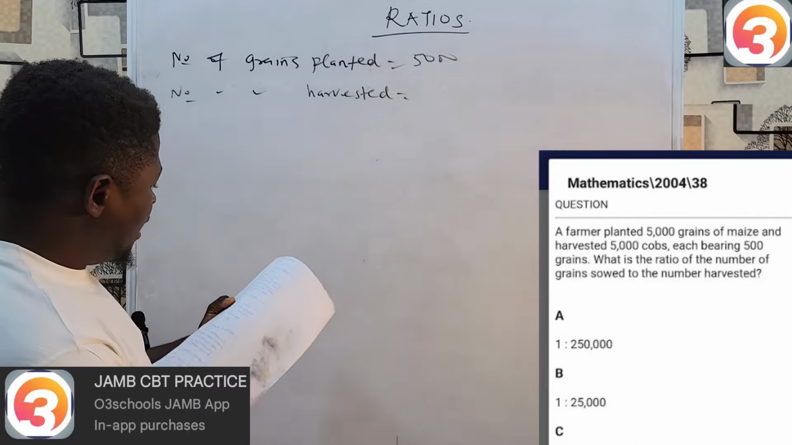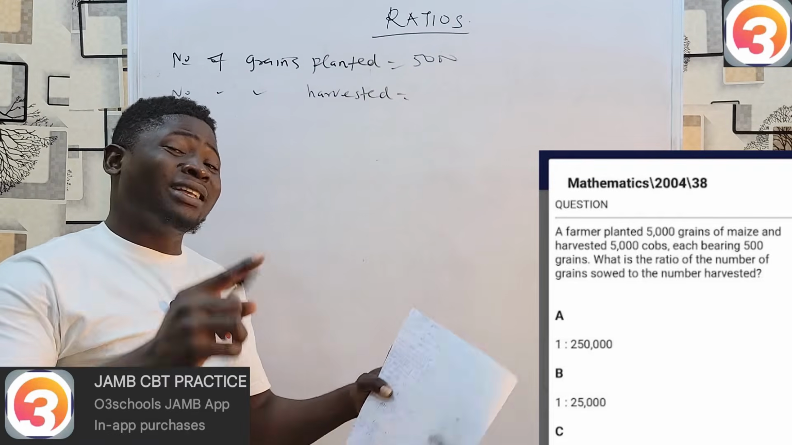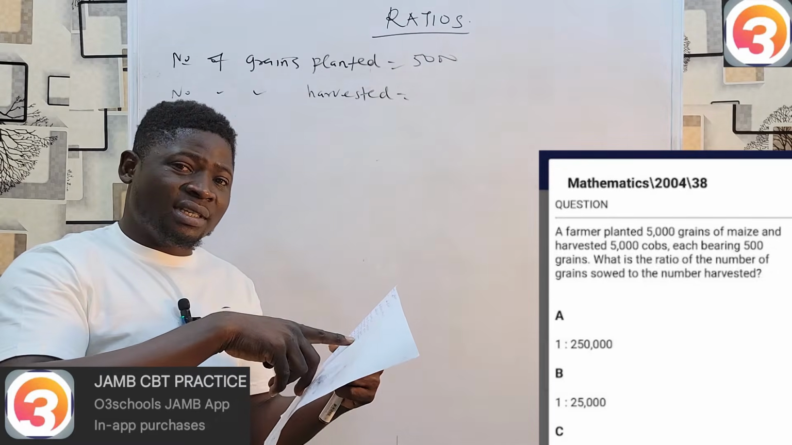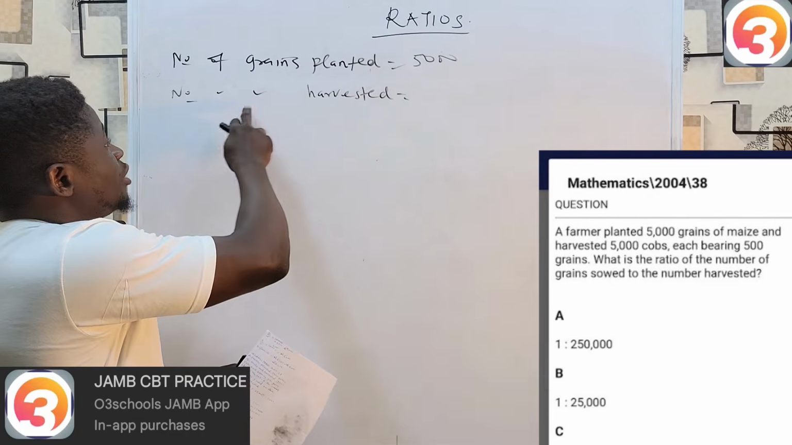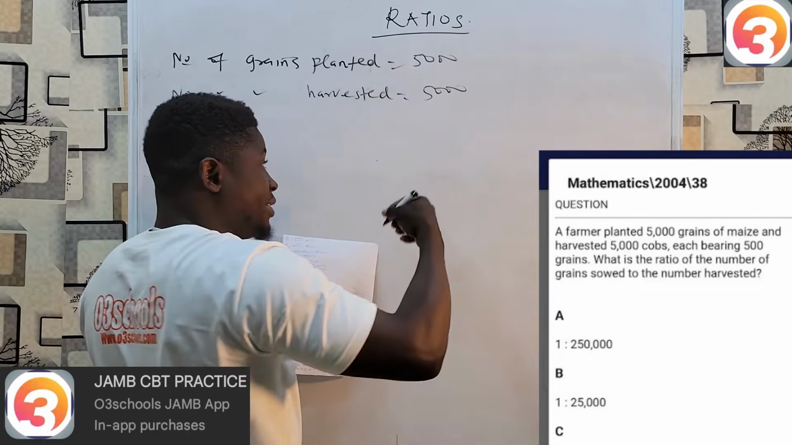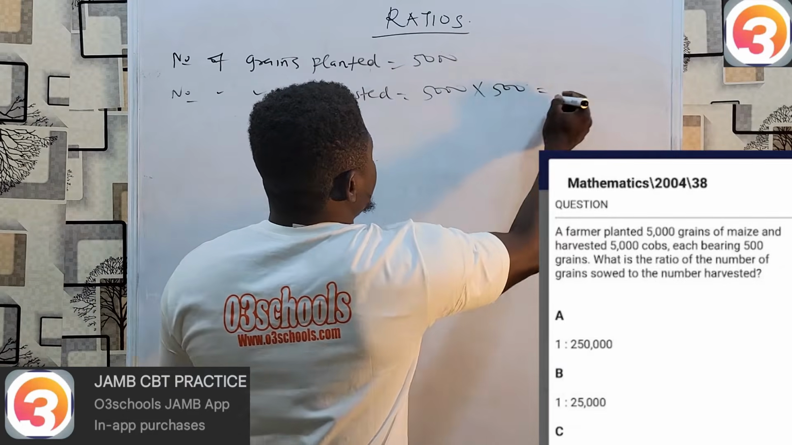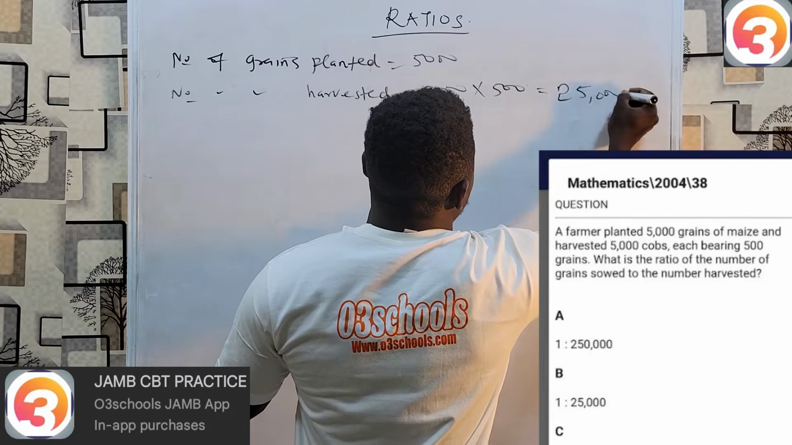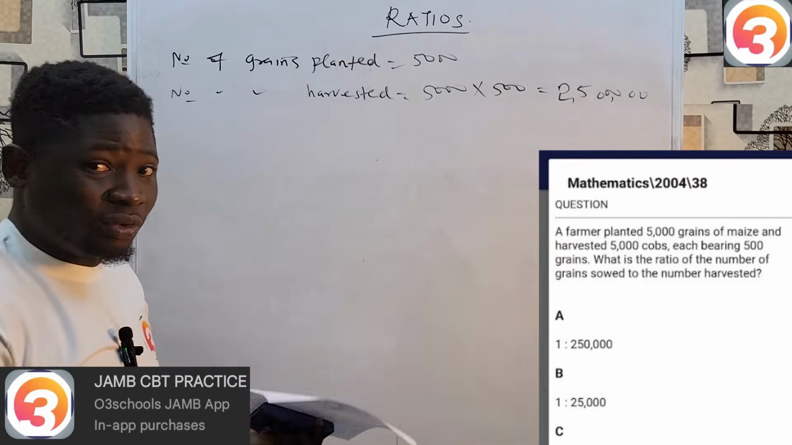He harvested 5,000 cobs. You know that full maize cob, right? He harvested 5,000 of them, each bearing 500 grains. That means inside one cob there are 500 grains. So the total number of grains harvested will be 5,000 cobs times 500 grains in each of them, which will give us 2,500,000. So this is 2.5 million grains total.